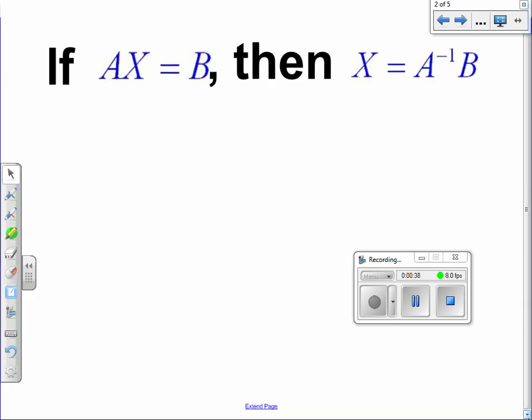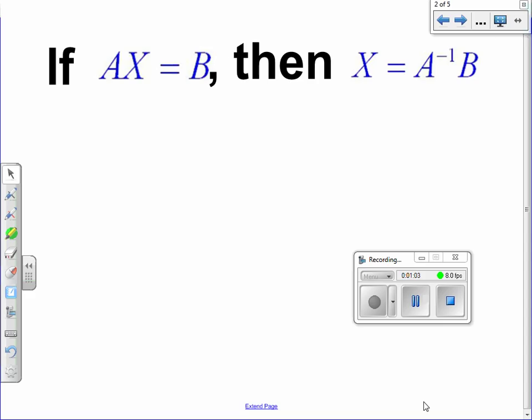So this is very important. If AX equals B, then X equals A inverse times B. Very important. You better write that down. You're going to need it. What that's saying is, in order to find our X, this A has to have an inverse. Because if it doesn't have an inverse, I'm not going to be able to find this, which means I'm not going to be able to find my X.